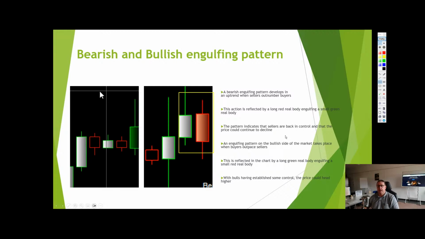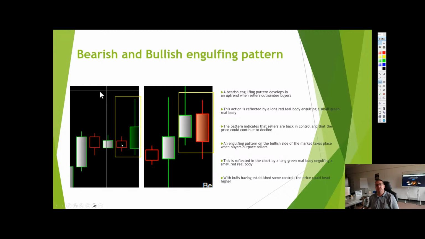An engulfing pattern on the bullish side of the market takes place when buyers outpace the sellers. And this is reflected, for example, by this one, a green candle engulfing a small red candle.